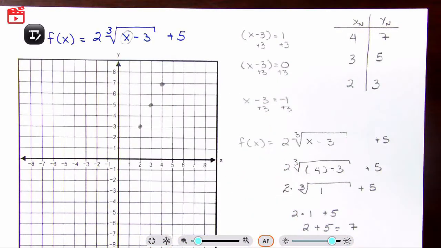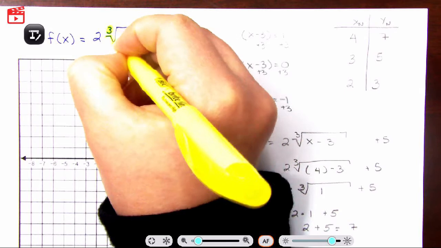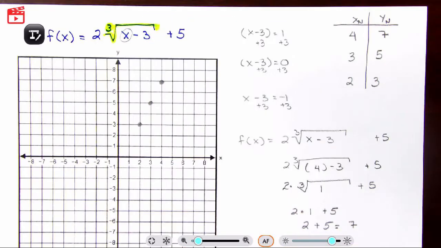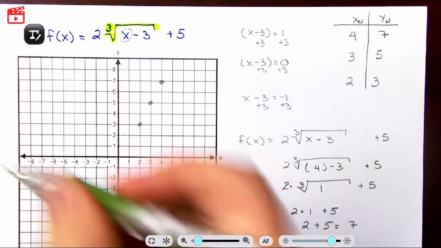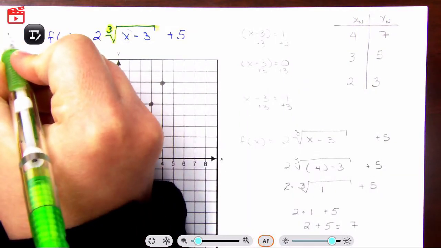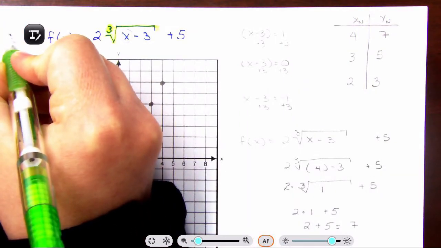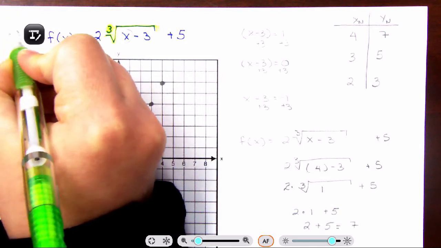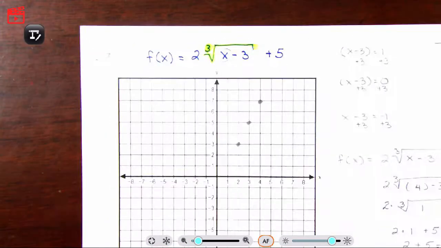Notice it's giving us that potential line. However, you need to know in your head that this is a cube root. Cube root means John Travolta that is horizontal. So you're going to have two options. You're going to have an option like that, or you're going to have an option the other way.